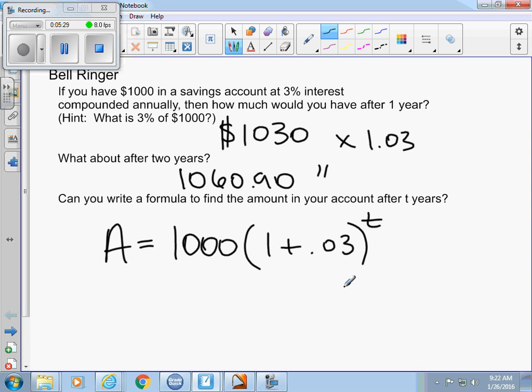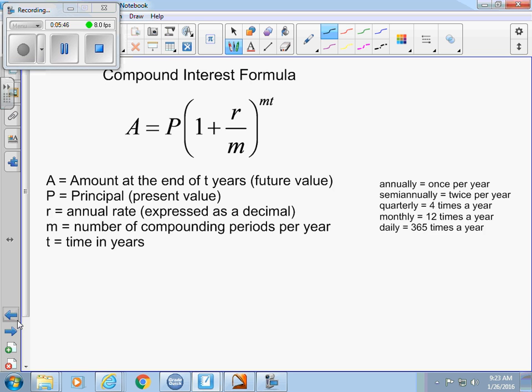This is called the simple interest formula. You take an amount and you multiply it by 1 plus the rate raised to the t power. It's called the simple interest formula. That's if you're compounding once a year. This is a more general formula. This is the one banks use.